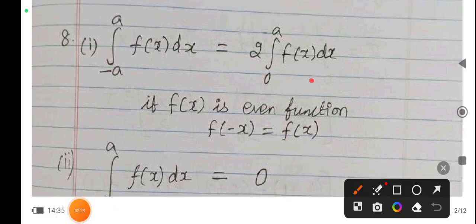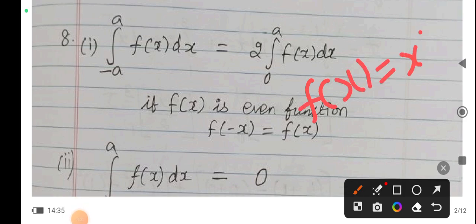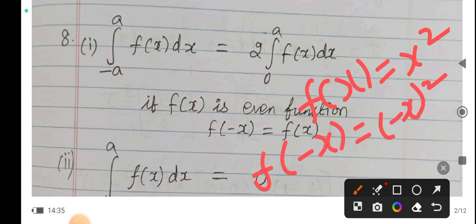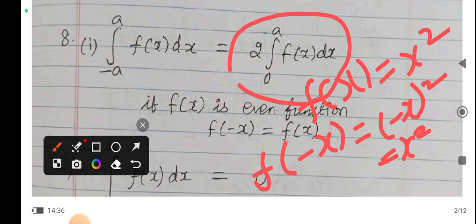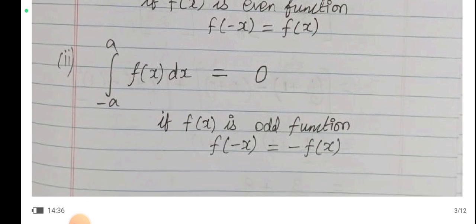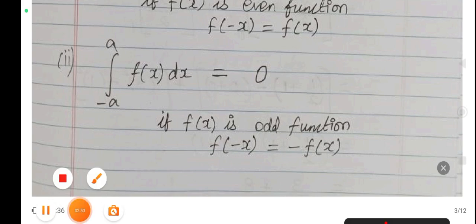So whenever we get an even function, what is our even function? For example, you see f of x is x square. Instead of x you apply minus x. Minus x whole square, we get x square. The same function itself we get now. Minus x we applied also, we got f of x. Then that is an even function. Then we should apply this: 2 times integral 0 to a f of x dx.